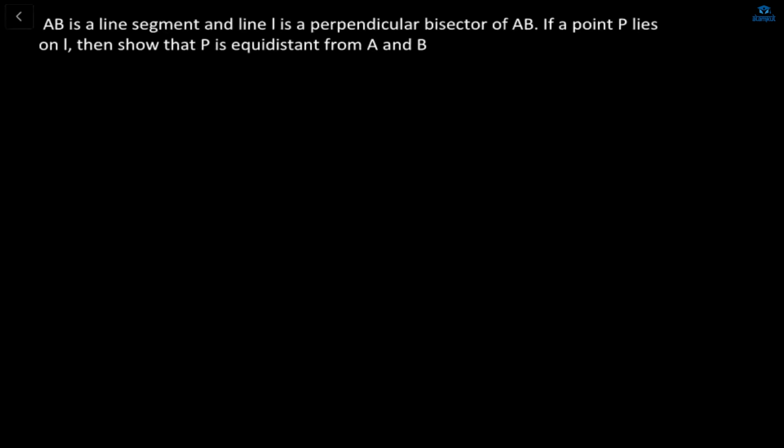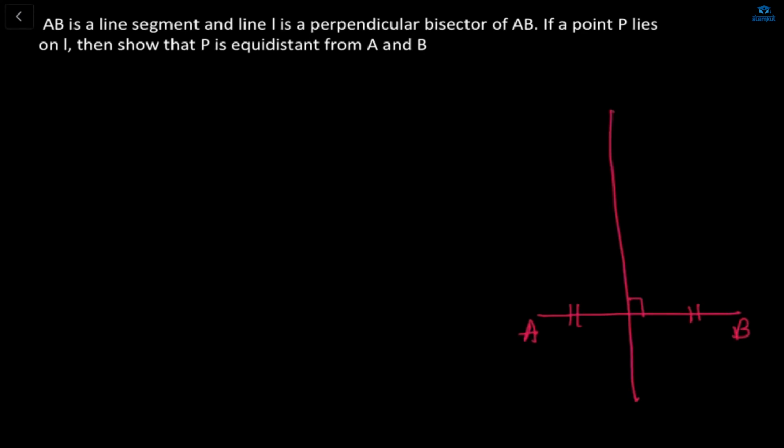Now, what is written here? That AB is a line segment. I'm drawing that AB is a line segment, and line L is the perpendicular bisector of AB. So it will be 90 degrees, and this will be equal to this also because it is the perpendicular bisector of line AB.